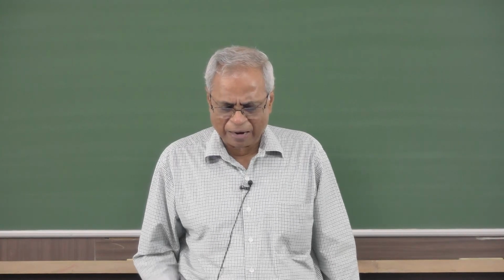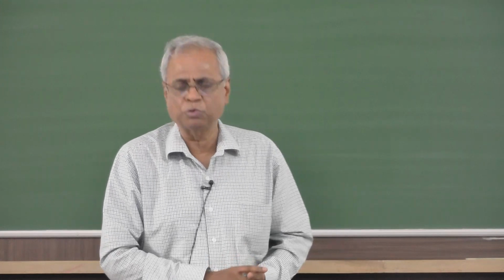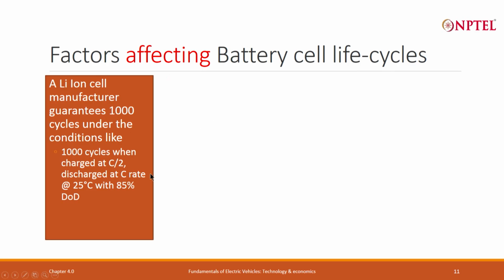So, a lithium-ion manufacturer may guarantee 1000 cycles if you charge at C/2 rate at 25 degrees centigrade at 85% DOD. This is what a manufacturer may give you. And now you have to interpret: I would like to do 90%, so how much deterioration will take place, and if I want to go off from 25 degrees centigrade, how much deterioration will take place.